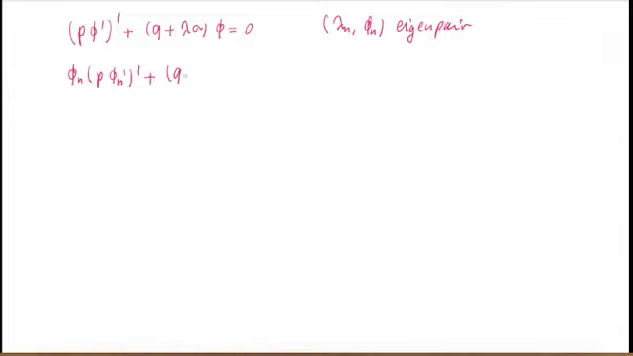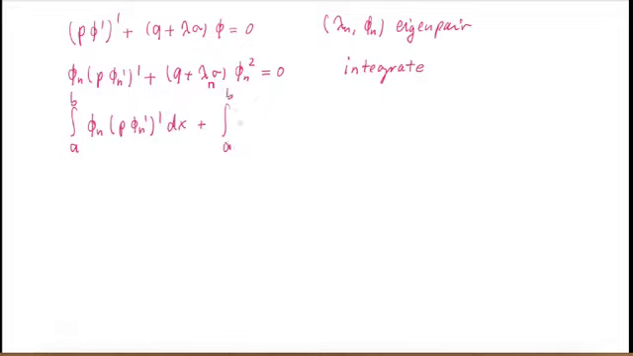(p phi prime) prime plus (q plus lambda sigma) phi is 0. Okay? And now I assume that lambda n, phi n is an eigenpair, and I multiply the Sturm-Liouville problem with phi n. So then I get phi n multiplied to (p phi n prime) prime plus (q plus lambda sigma) phi n square is 0. And now we integrate this from a to b. Then the first one becomes an integral from a to b, phi n, (p phi n prime) prime dx, plus an integral from a to b, (q plus lambda sigma) phi n square dx, is equal to 0.